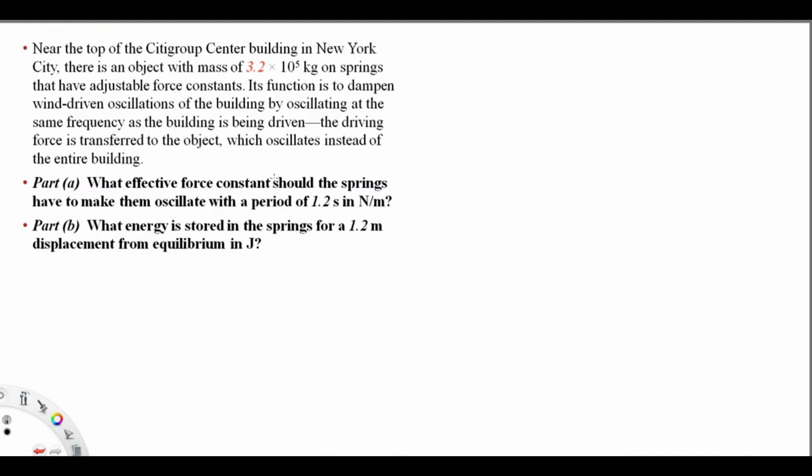What effective force constant should the spring have to make the oscillation with a time period of 1.2 seconds, in Newton per meter? What energy is stored in the spring for 1.2 meter displacement from its equilibrium? Okay, so this is pretty straightforward if you know the equation. So we want to find the effective force constant. Force constant here means the spring constant, K.